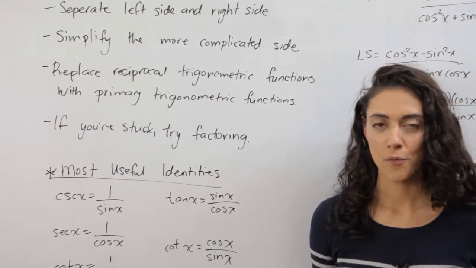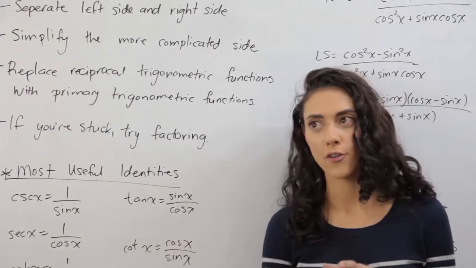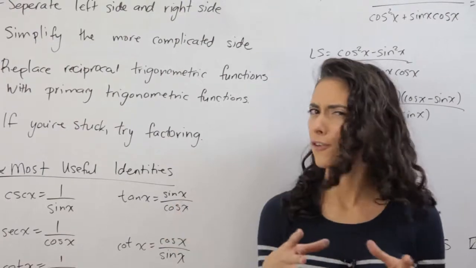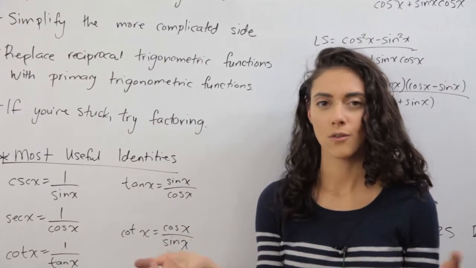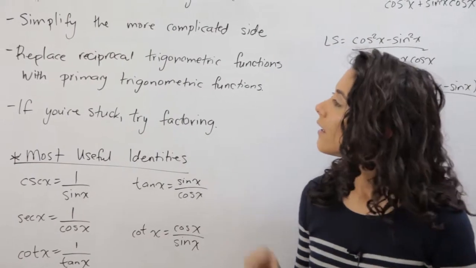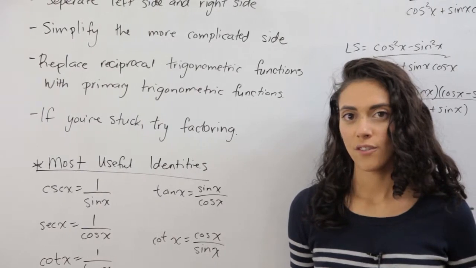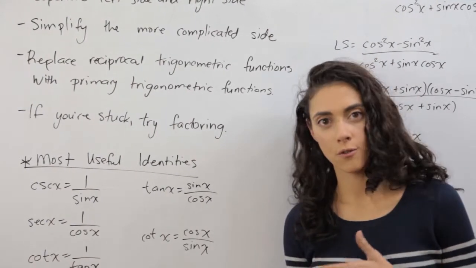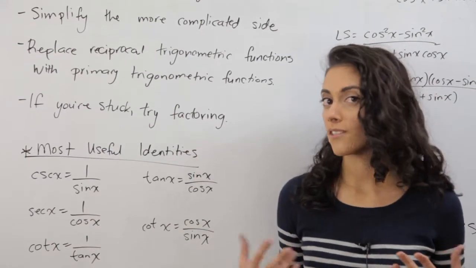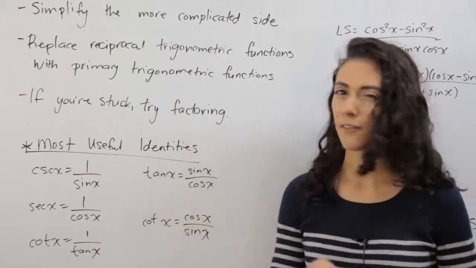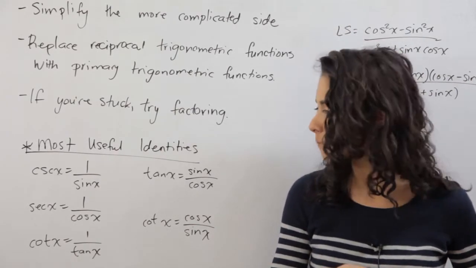Pick the uglier, more complicated side, and try to make it look nicer. It's easier to make two things into one, or turn fractions into smaller fractions, or turn bigger things into smaller things. Don't pick the small side because you're not really sure what you're going to do. Get rid of your reciprocal trigonometric functions. Cosecant, secant, cotangent, they're not as useful. Turn them into sine, cosine, and tangent. And lastly, if you're stuck and you're not sure what to substitute and what to try, it's probably factoring. You're probably able to factor it and cancel some stuff out and simplify that way.